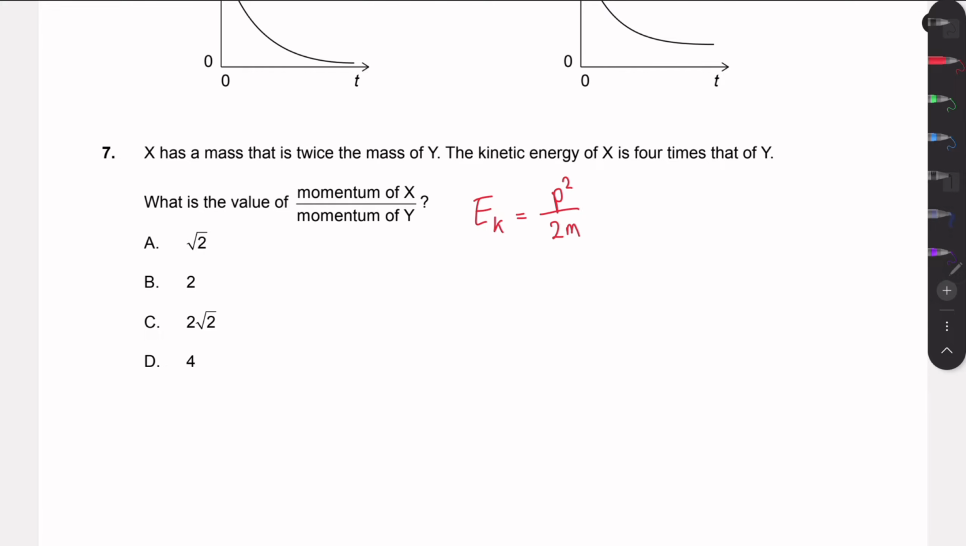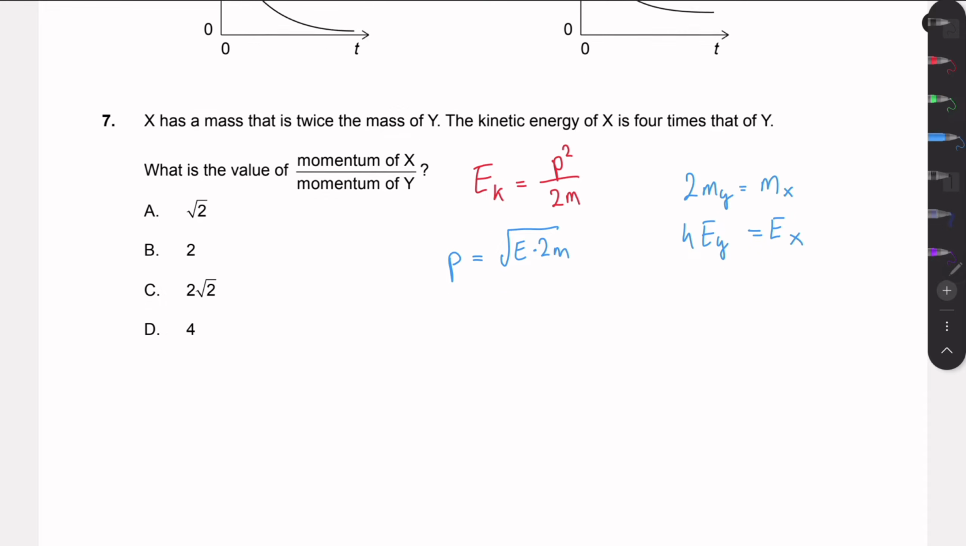And we are interested about momentum. So it will be beneficial to rearrange this for momentum, like this. And we're also told that the mass of X is twice the mass of Y. So what we can come up with is this relationship that since mass of Y is smaller, we need to multiply by 2 to get the same mass as X, and the same with kinetic energy. So the kinetic energy of X is larger, so if we multiply the kinetic energy of Y by 4, we will get the kinetic energy of X.